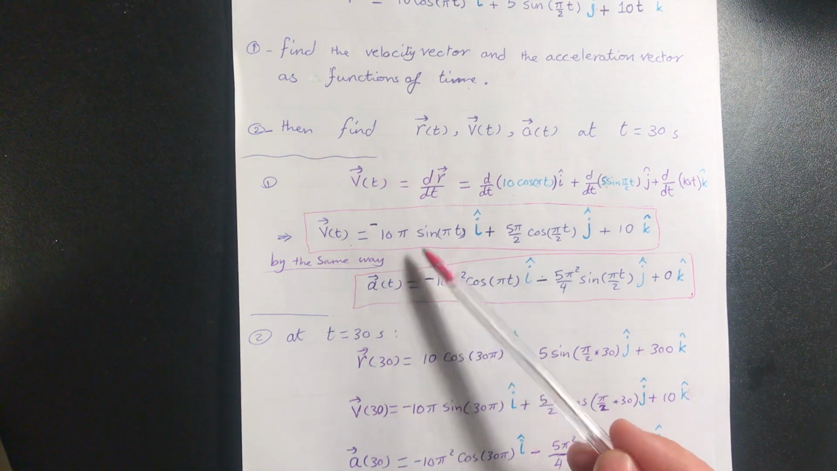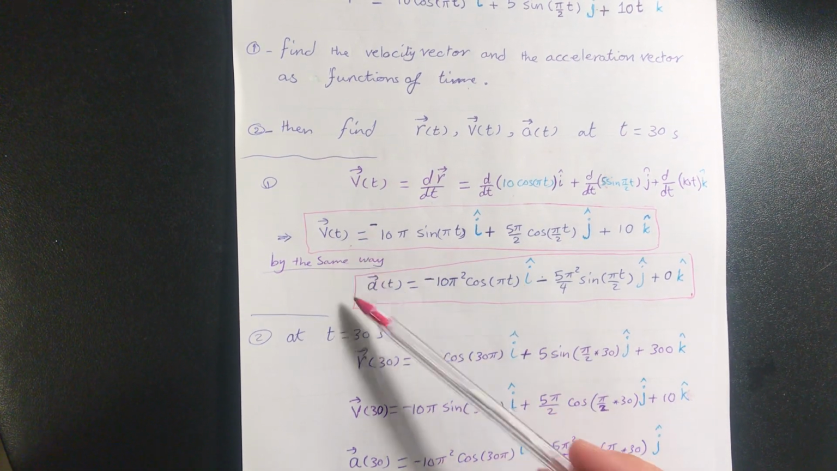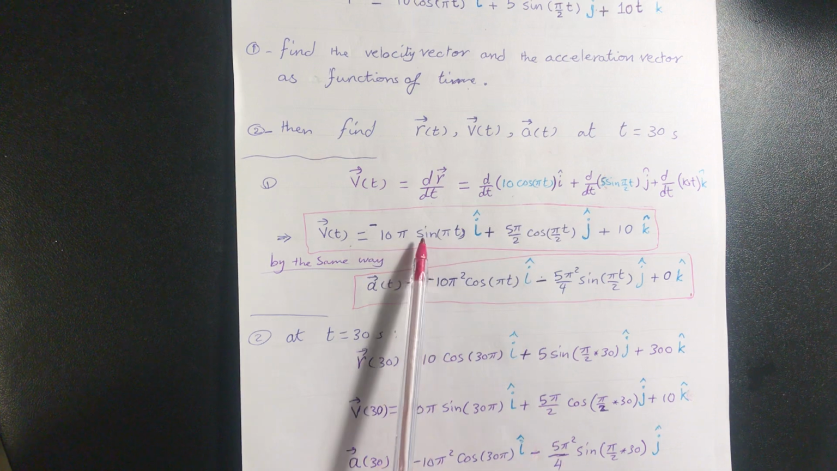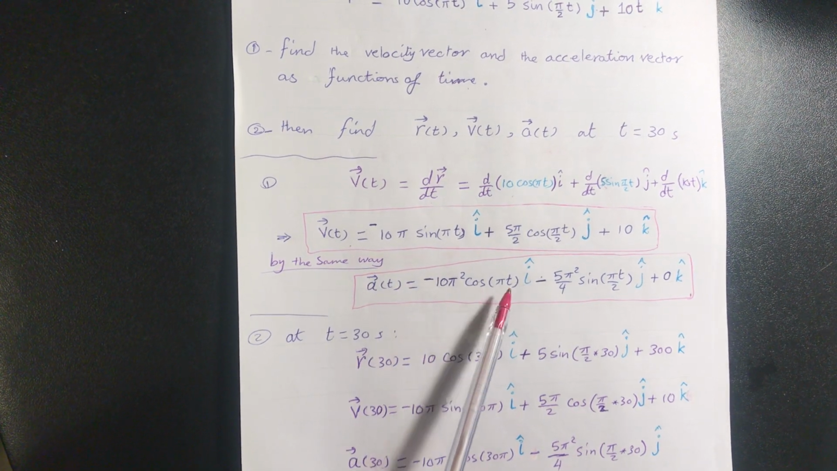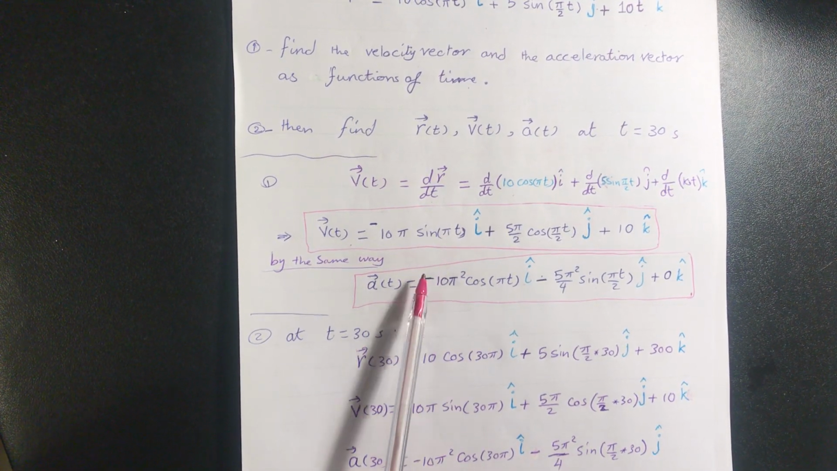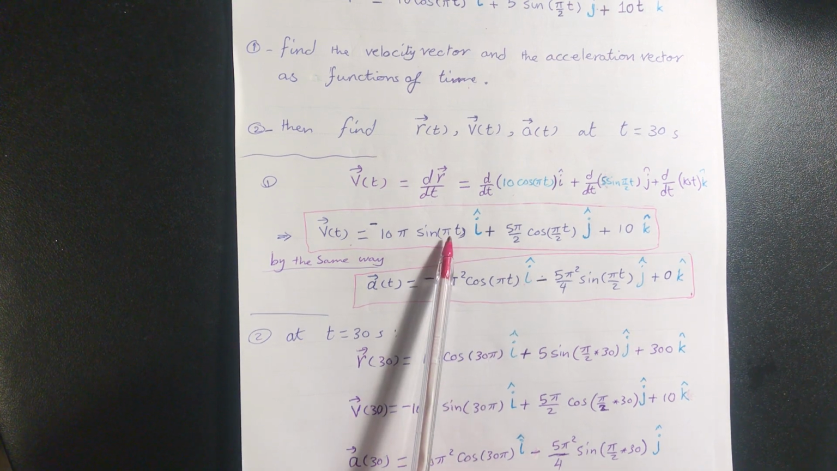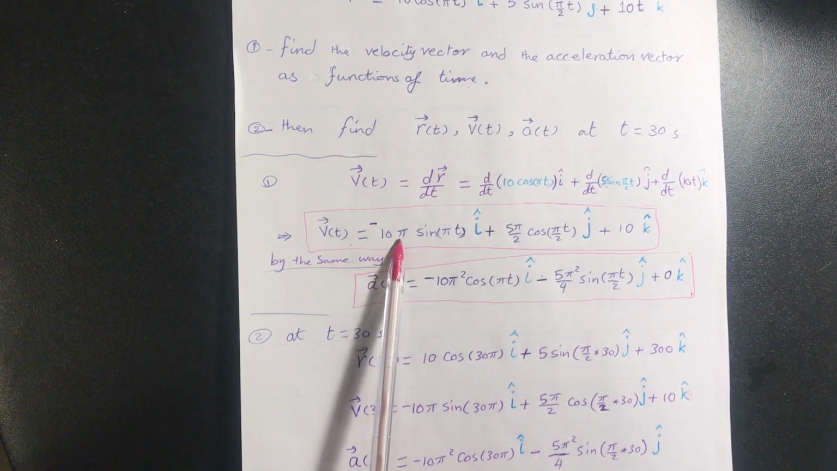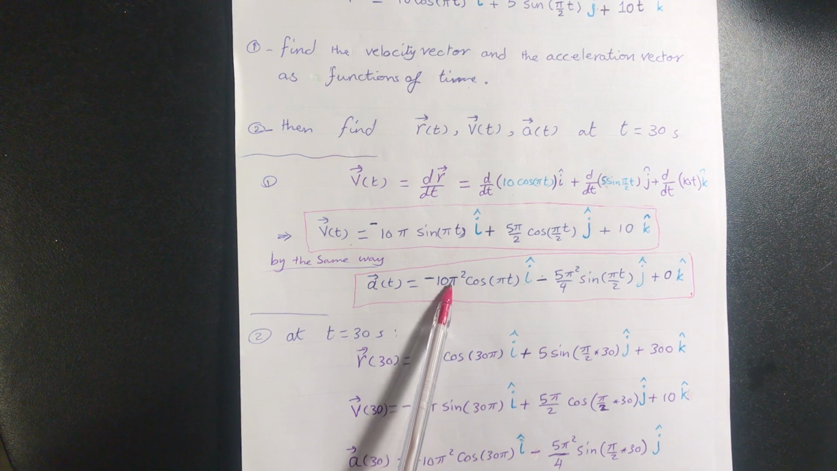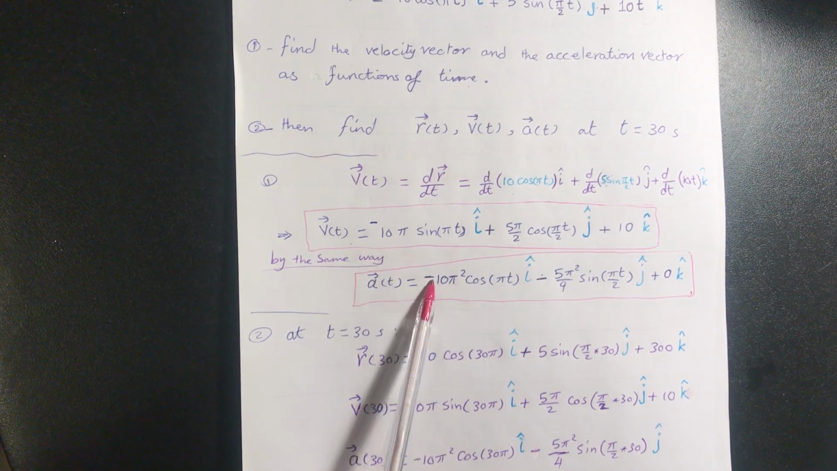What about the acceleration? It is the same. We need to derive the velocity vector. The derivative of sine is cosine. We have the argument pi t, and the derivative of pi t is pi. Then we have another pi from before, so it will be pi squared, and we have 10 and the minus from before, in the i direction.